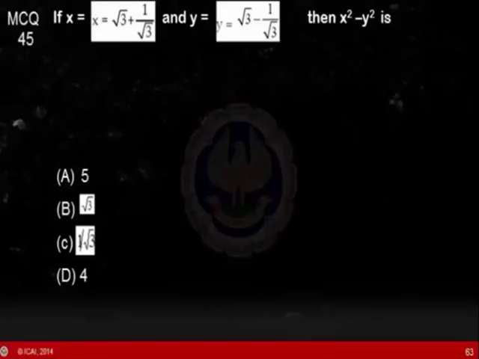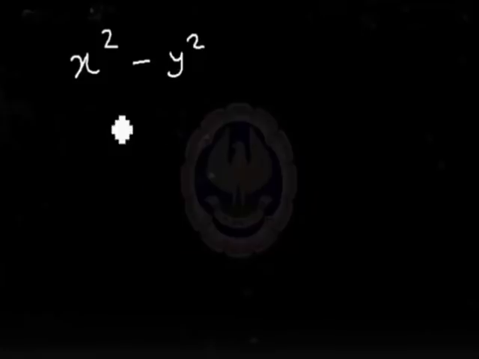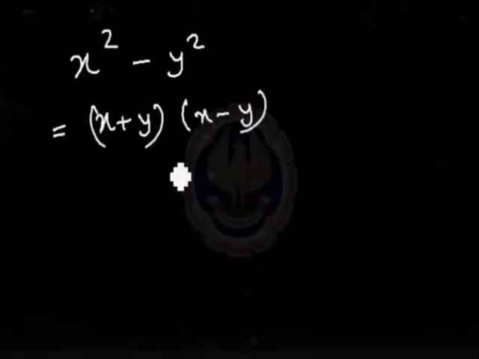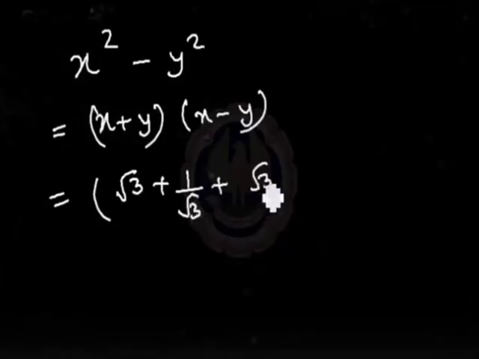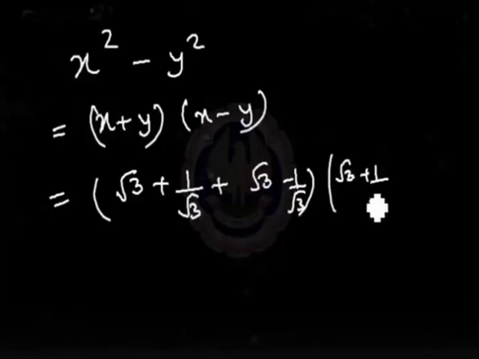You could have always solved it mentally, but we'll solve it on paper also. Yeah. So the question is, we are required to find out the value of what? X square minus y square. So this is equal to x plus y into x minus y, right? In place of x plus y, what can we write? Root 3 plus 1 by root 3 plus root 3 minus 1 by root 3, right? And in place of x minus y, what can we write? Root 3 plus 1 by root 3 minus root 3 plus 1 by root 3, right?